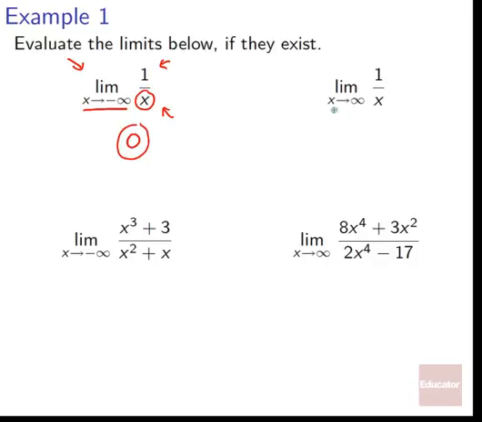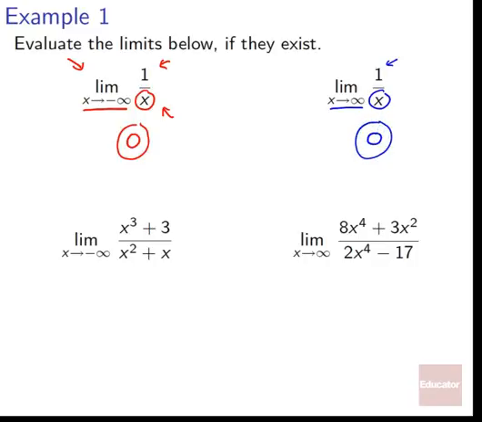Similarly, limit as x goes to positive infinity of 1 over x. Well, our bottom is x, it does grow, but our top is 1, it just stays the same forever and ever. So that means as x gets larger and larger and larger, it's going to crush our entire fraction down to 0, so we wind up getting 0 for the limit here.